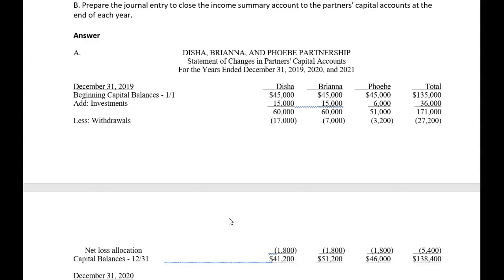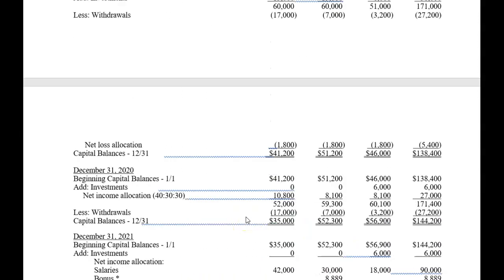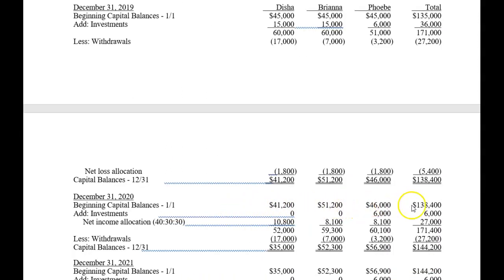So at the end of December of 2019, the capital account balances look like this: 41.2, 51.2, and 46,000 for a total of 138.4. Those are the starting balances for 2020. Right? If we go through 2020 here, the only person that added any capital was Phoebe, so $6,000 is being reflected here.